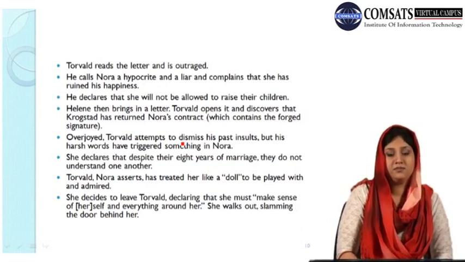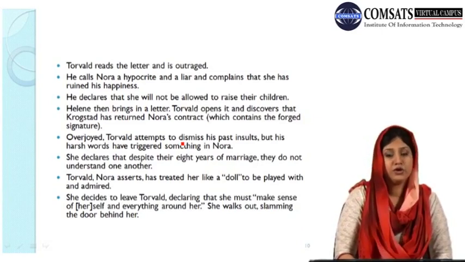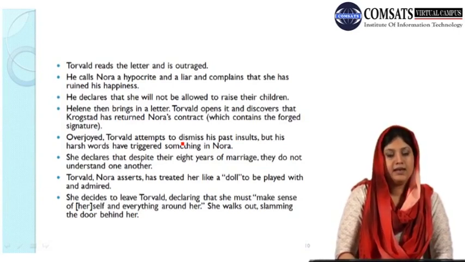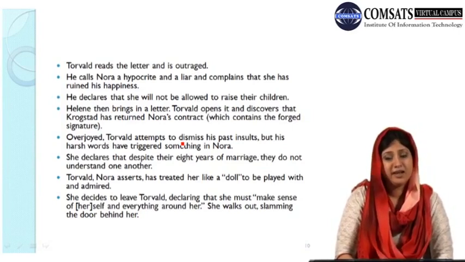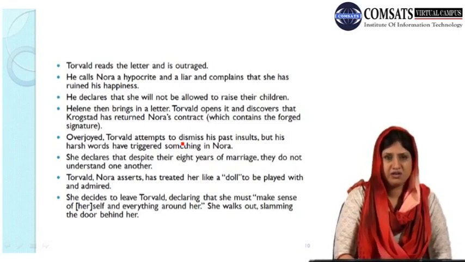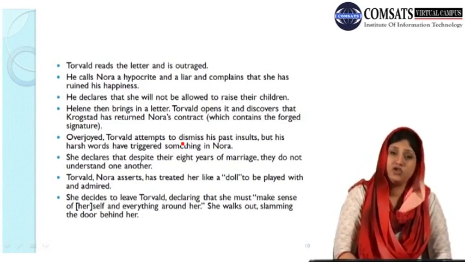And what happens? Torvald reads the letter, and when he reads the letter, he's outraged, he's very angry. He calls Nora a hypocrite, a liar, and complains that she has ruined his happiness. And he gets into a quite outrageous state of mind, and he declares that she will not be allowed to raise their children anymore.